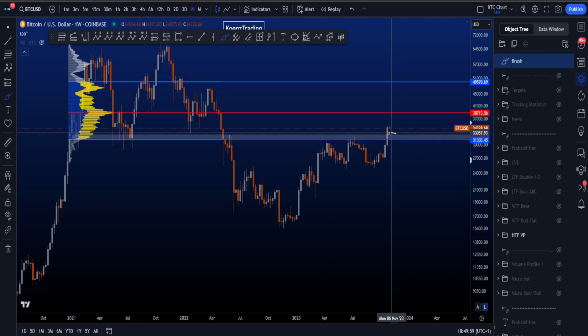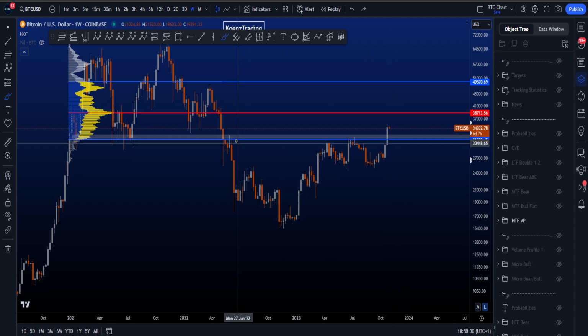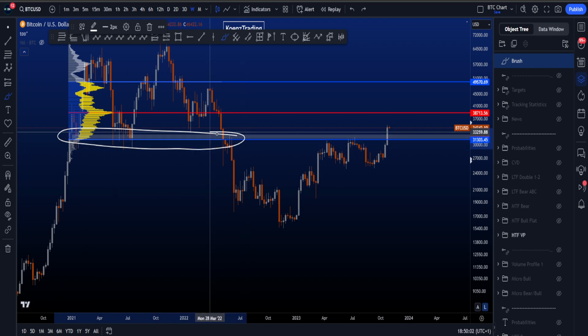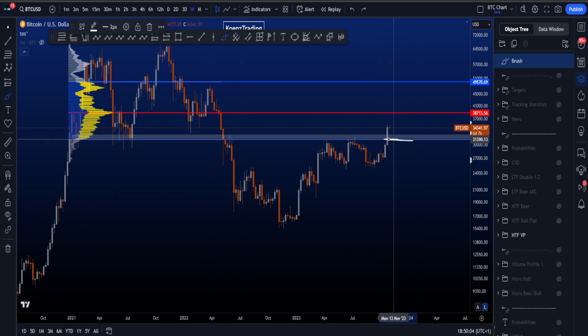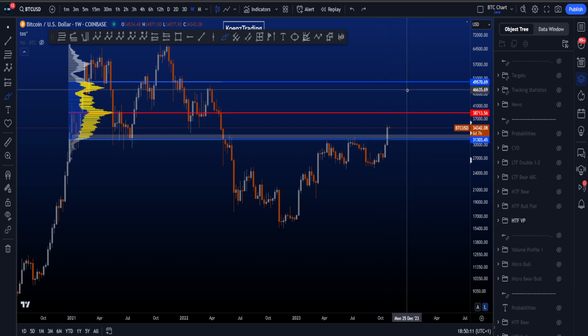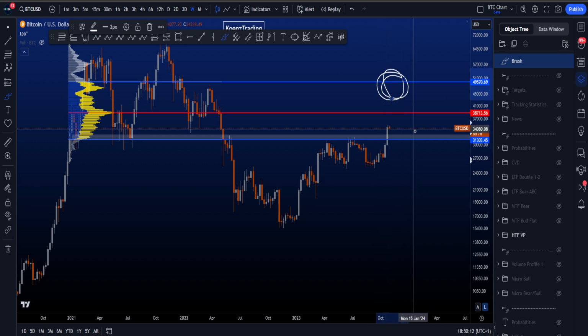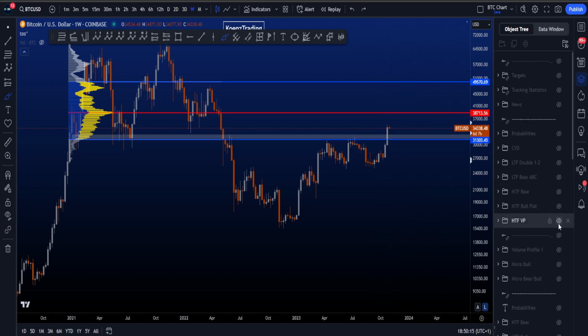Now quite commonly price will first retest this support resistance area, the white box that you see over here, as well as the value area low for then potential continuation, but nonetheless the point of control is an area of interest at 38.7, and then we have the value area high at 49.5k.